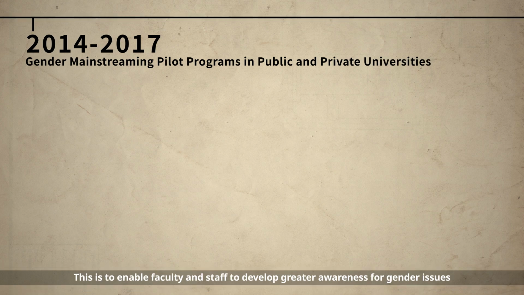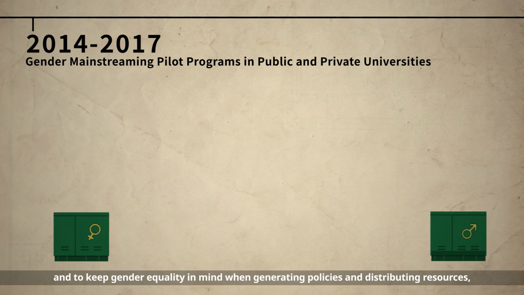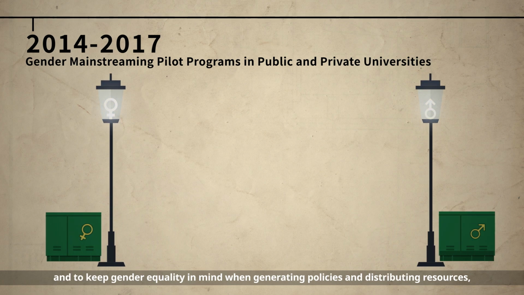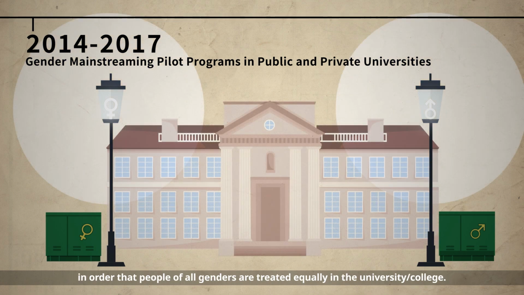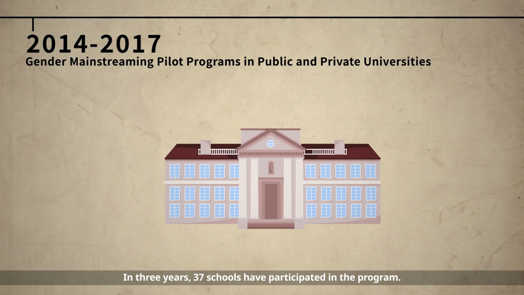This is to enable faculty and staff to develop greater awareness for gender issues and to keep gender equality in mind when generating policies and distributing resources, in order that people of all genders are treated equally in the university or college. In 3 years, 37 schools have participated in the program.